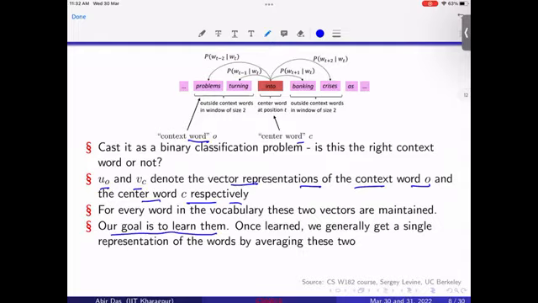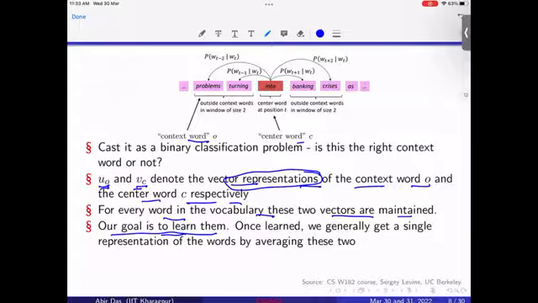I have skipped one line, but let's go to that. So we are actually after this. See, these are representations. If this is the representation, that's what we are talking about, right? From the start, we want to learn these representations for the words. So that's the goal. Now, for every word in the vocabulary, these two vectors are maintained.